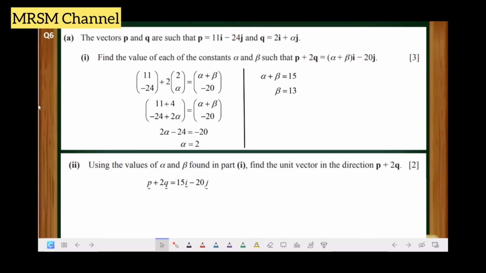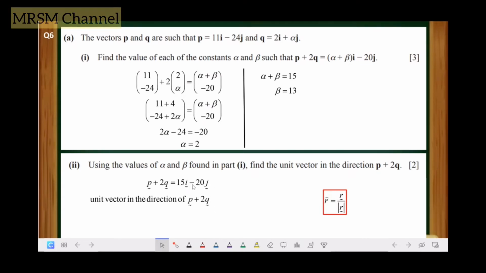The unit vector in the direction of R is given by vector R divided by the magnitude of R. You already know the vector P plus 2Q. So the unit vector in the direction of P plus 2Q is the vector itself, 15I minus 20J, divided by its magnitude. The magnitude is the square root of 15 squared plus negative 20 squared.